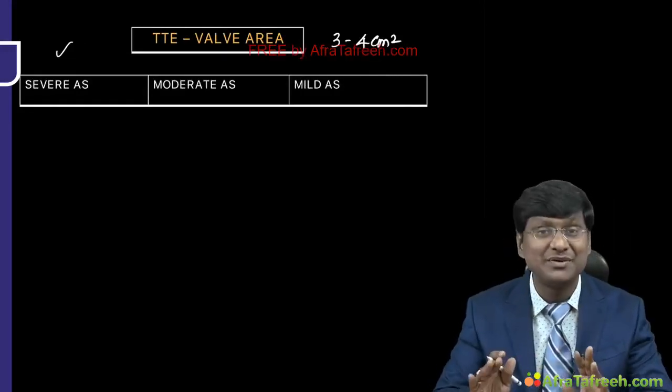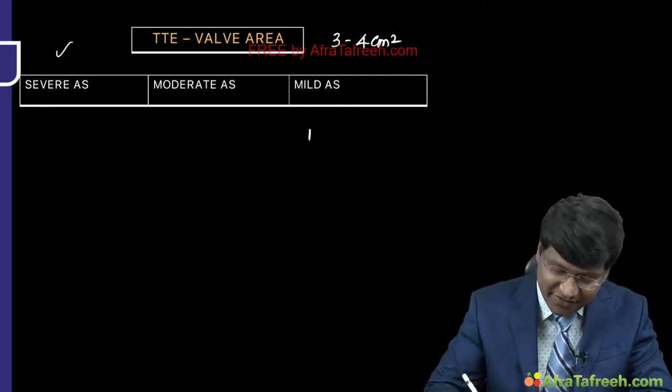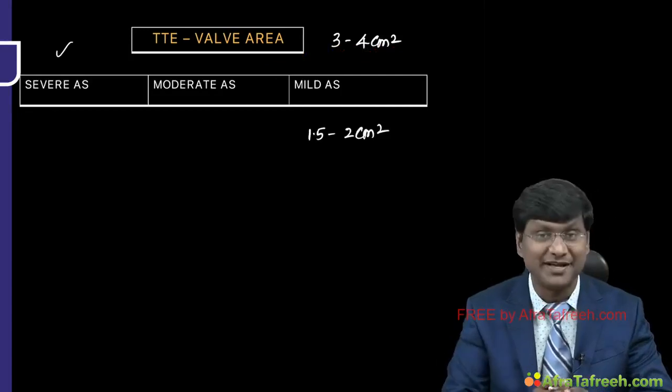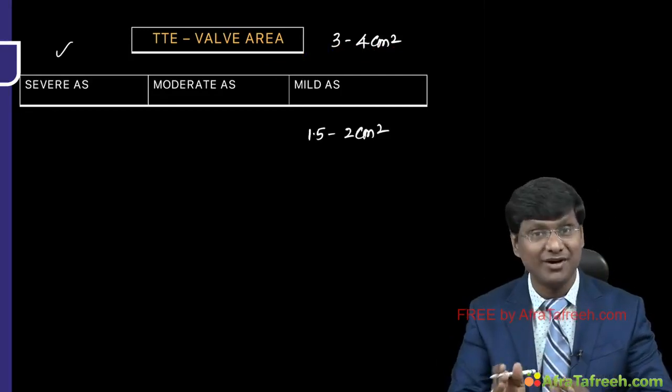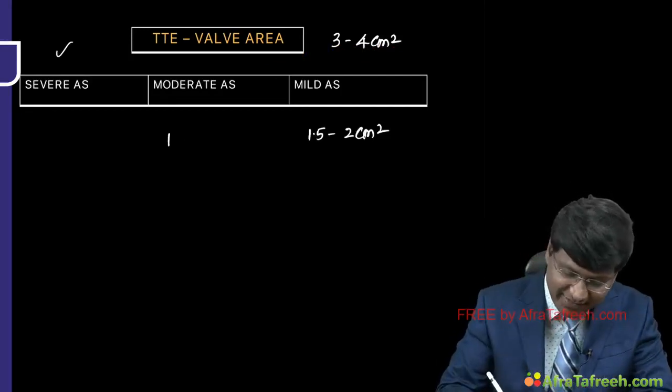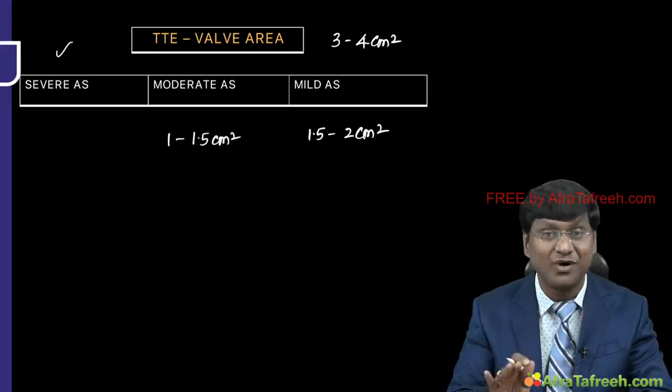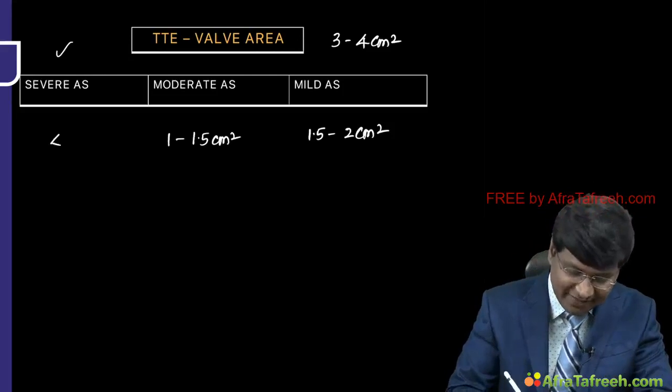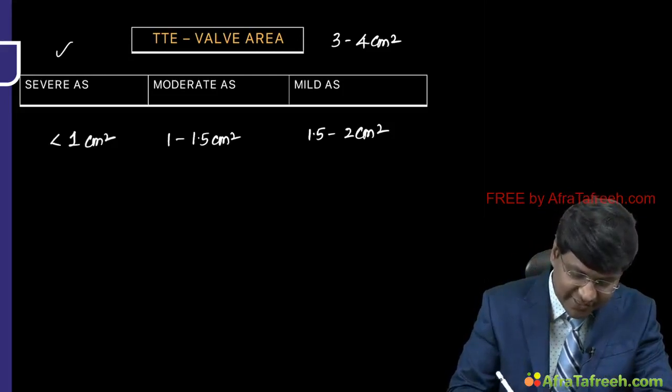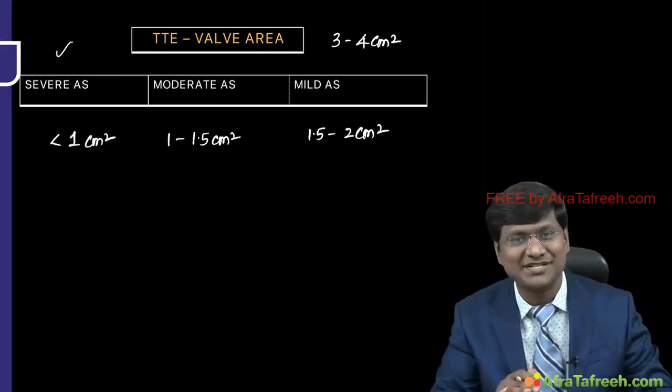And we use the word mild aortic stenosis when the valve area is between 1.5 to 2 centimeters square. And when do we call moderate aortic stenosis? When the valve area is around 1 to 1.5 centimeters square, we call it moderate aortic stenosis. And when the valve area is less than 1 centimeter square, we call it severe aortic stenosis.